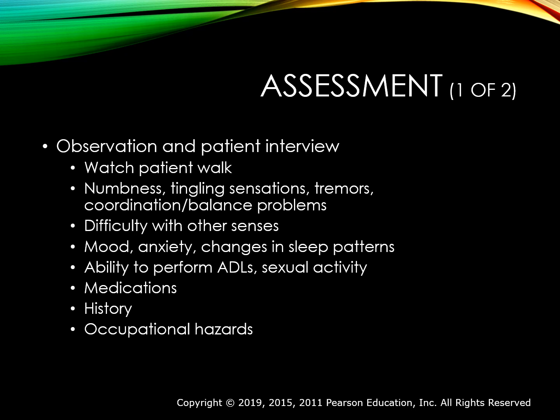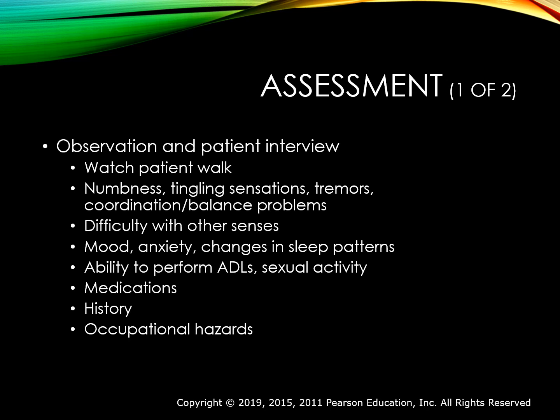Questions about the patient's present health status include information about numbness, tingling sensations, tremors, problems with coordination or balance, and loss of movement in any part of the body. Carefully assess older adults for impaired balance and fall risk. Ask the patient about difficulty with other senses, including detecting odors.